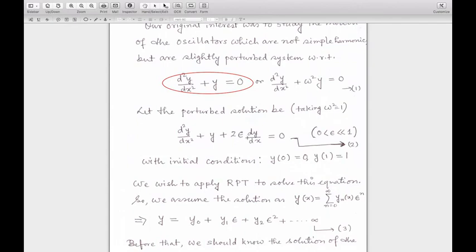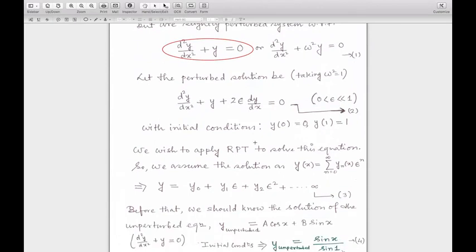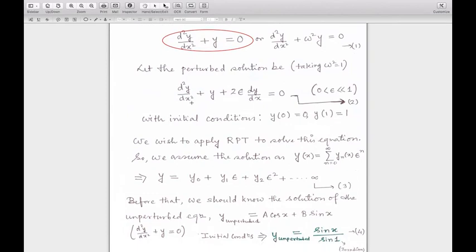Once again, I write this as 2 times epsilon just for algebraic convenience. Our initial conditions will be y at 0 is equal to 0 and y at 1 is equal to 1. So we give 2 conditions. If we say that x is a variable which may vary only between 0 and 1, then we are just giving the conditions at the 2 extremities. For example, in terms of time, this is the value of y at the initial instant, and this is the value of y at the final instant.